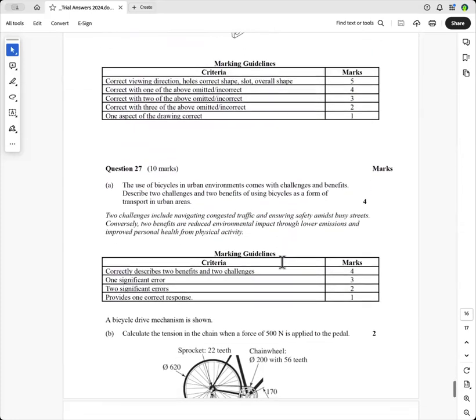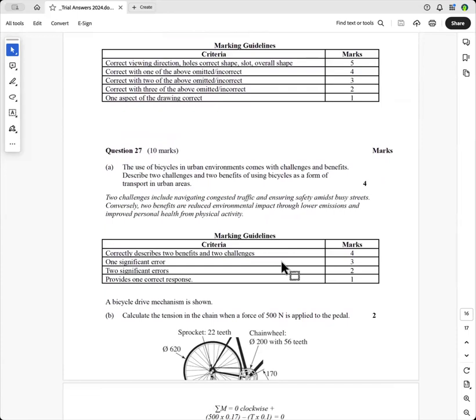The use of bicycles in urban environments comes with challenges and benefits. Describe 2 challenges and 2 benefits of using bikes as a form of transport in urban areas. So here, once again, you've got to describe. 2 challenges include navigating congested traffic and ensuring safety amidst busy streets. Conversely, 2 benefits are reduced environmental impact through lower emissions. If you just said it reduced environmental impact, that's not a description. You've got to add through lower emissions.